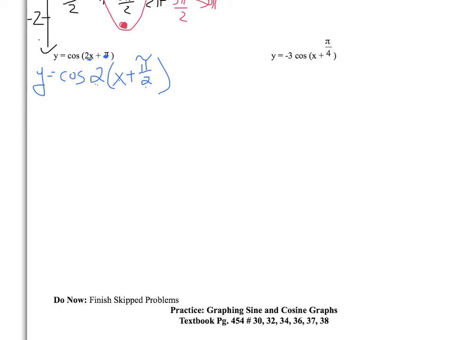I will do the last one. So amplitude on this is 3. Frequency is 1, therefore period is 2 pi. Phase shift, it's a plus pi over 4, so it's left pi over 4.